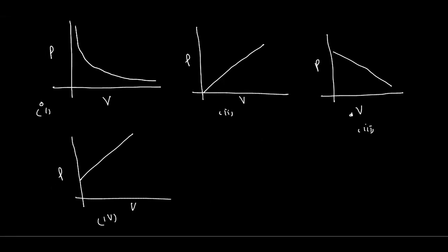The first one is the correct one. Why is it correct? Because when we are taking less value for volume, the pressure is increasing. Yes, very good, beta. So since we are increasing the pressure, with more pressure, the volume will be lesser. And simply we can say that according to this, P is inversely proportional to V.